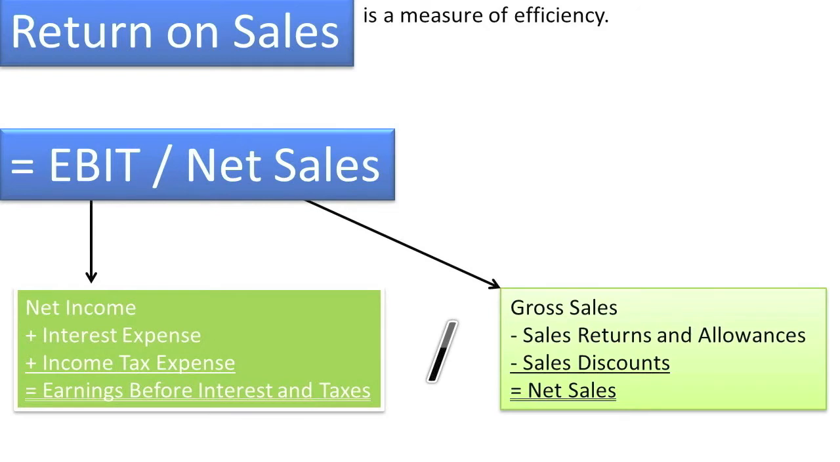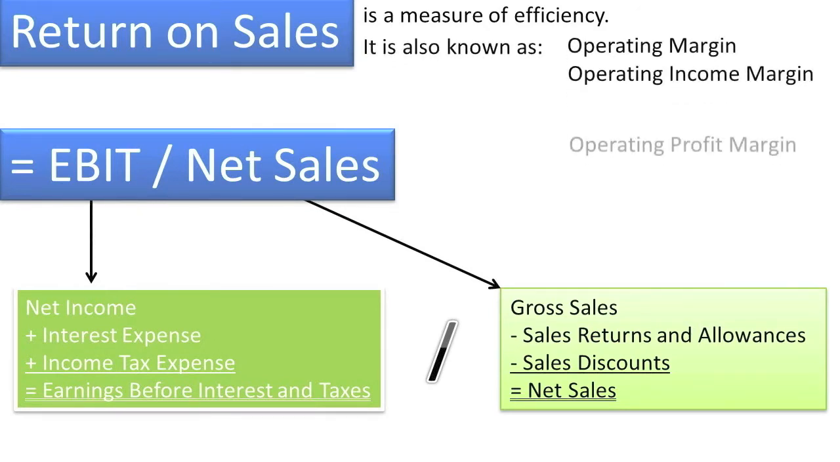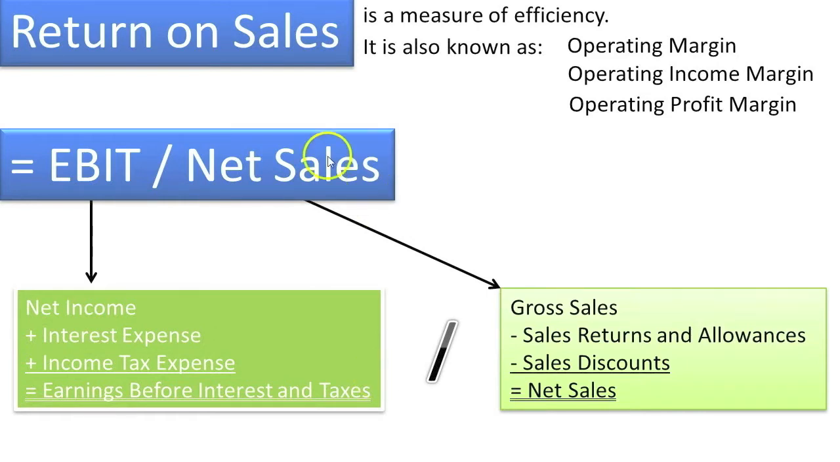Return on sales is also referred to as operating margin, operating income margin, and operating profit margin. It tries to highlight how much income a company is able to generate out of each dollar of sales after considering the related costs of operating the business.